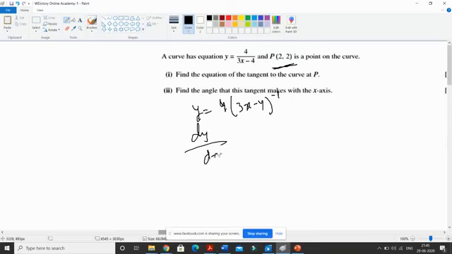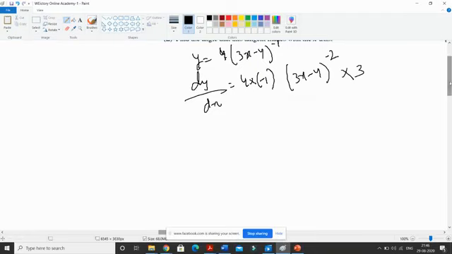So dy over dx is equal to 4 times minus 1 times (3x minus 4) to the power minus 2, multiplied by 3. We have applied the chain rule here. So you will get minus 12 over (3x minus 4) to the power 2. So that is the dy over dx.